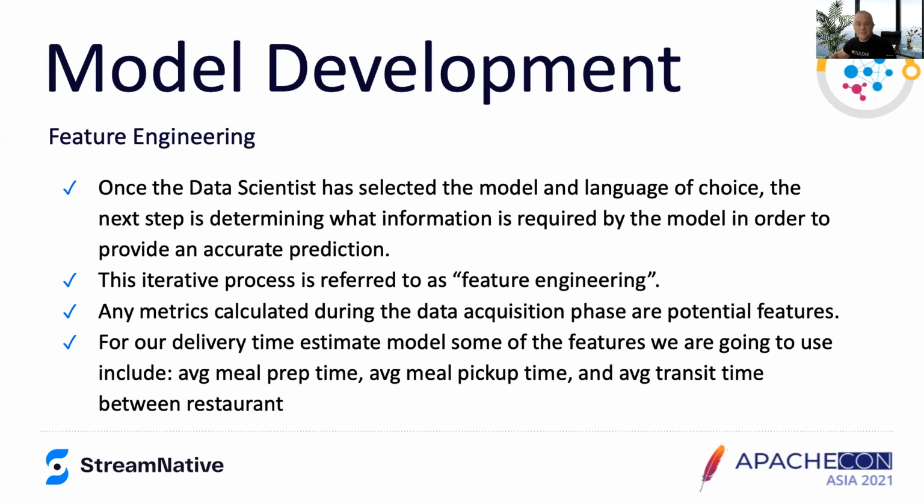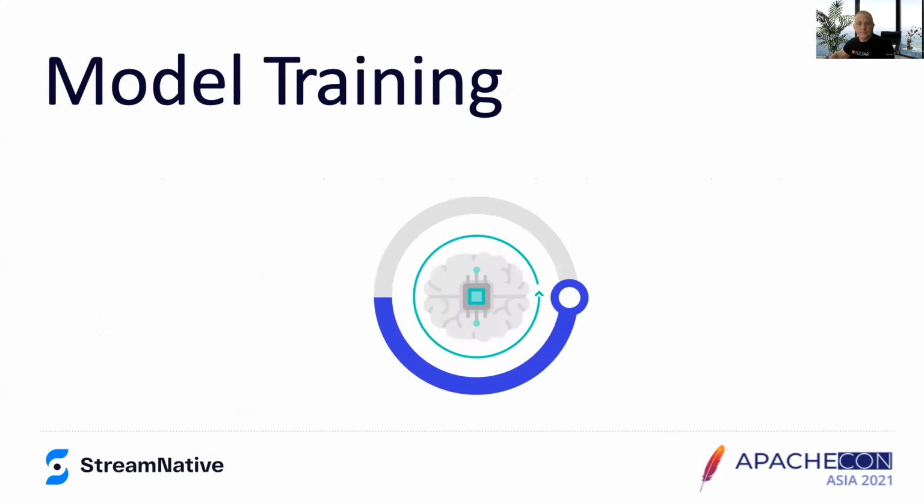And for our delivery time estimate model, some of the features that they decided upon were average meal preparation time, again calculated from that data set that we saw earlier, the meal pickup time, and then the transit time between the restaurant and the customer. Those are obviously some of the features that are going to be critical to make a machine learning model accurate. So exiting out of that process would be the model itself and then the feature definition.